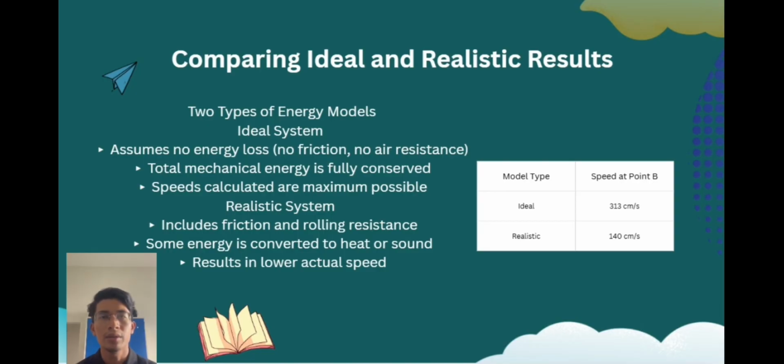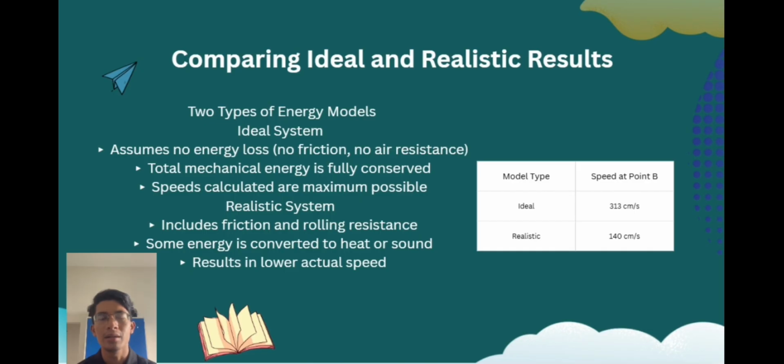So the next one is we'll be comparing ideal and realistic results. There are two types of energy model. The first one is the ideal system, and the second one is the realistic system. For the ideal system, we assume no energy loss, no friction, and no air resistance. Total mechanical energy is fully conserved, and we assume the calculated speeds are the maximum possible.